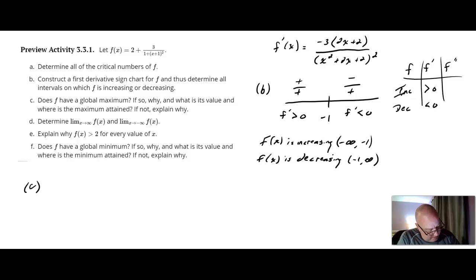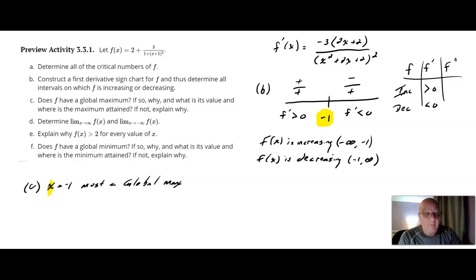So in part C, they ask me, does f have a global maximum? Well, there's only one maximum on this graph. The maximum happens at -1. And I know that because the derivative goes from positive to negative. When the derivative goes from positive to negative, or you can think of the original function going from an increasing function and changing to a decreasing function, then we know it's going to hit a max. That's the only critical number. So therefore, x equals -1 must be a global max.